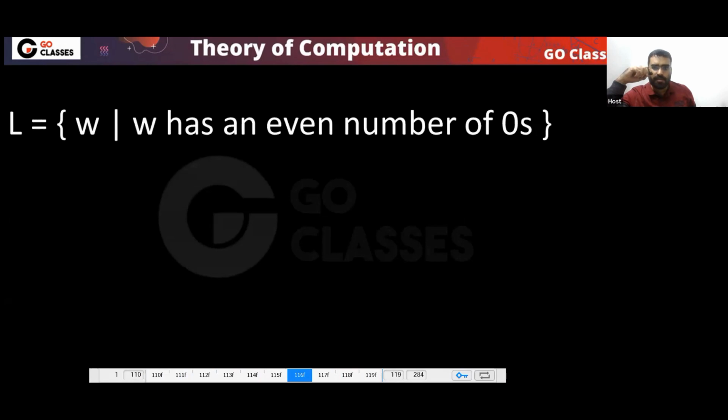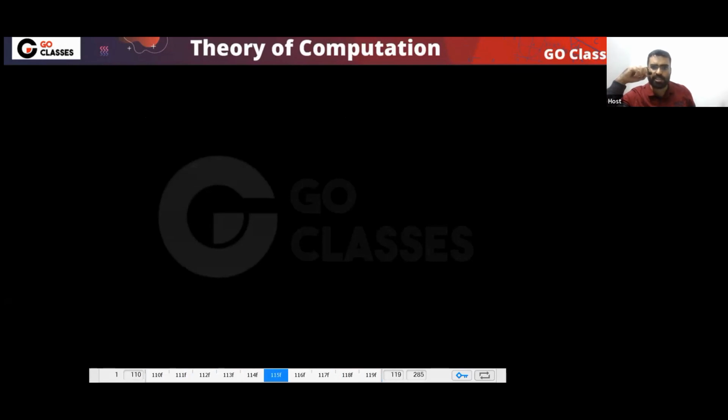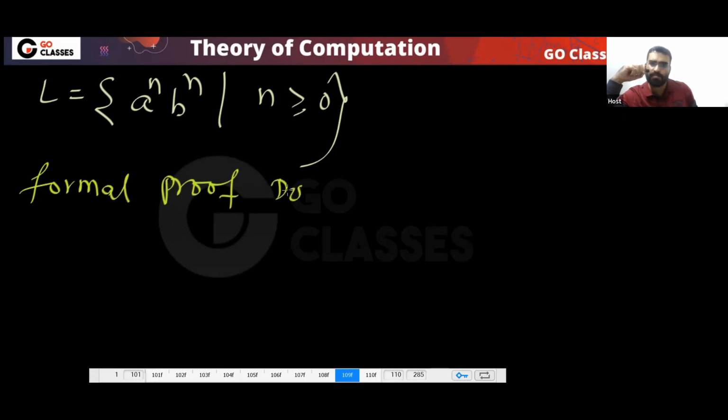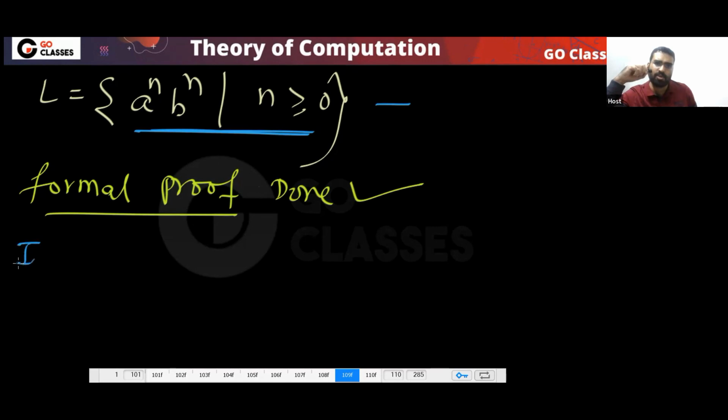Before going to the next language, can you notice what is happening in this language? One interesting thing. The formal proof we have seen in this language, a power n, b power n, where n is greater than or equal to 0 or maybe 1. So this is your language. You can notice the formal proof we have seen. Formal proof done. But you can notice in the formal proof, actually, why this is non-regular.